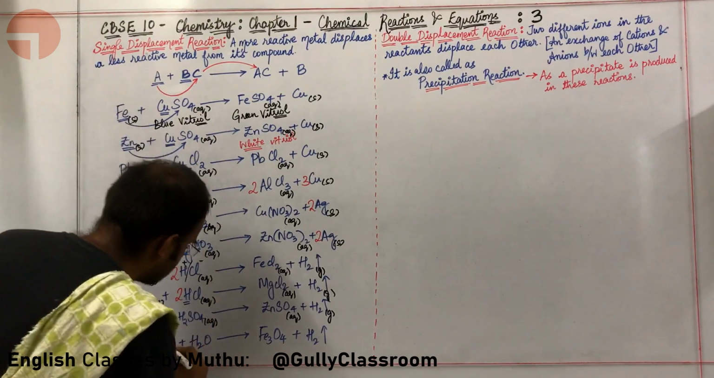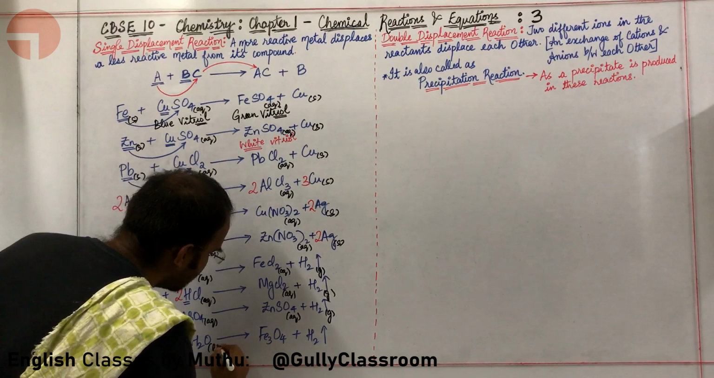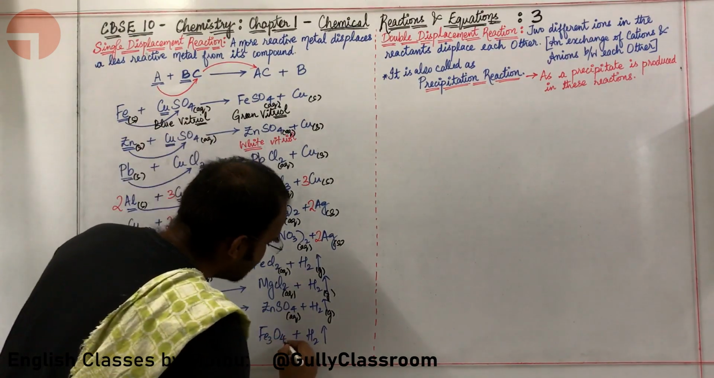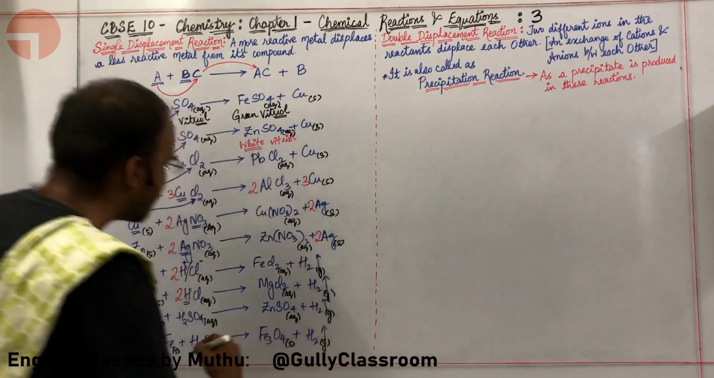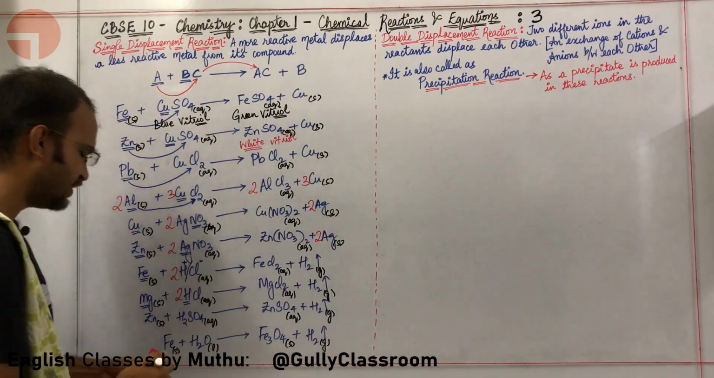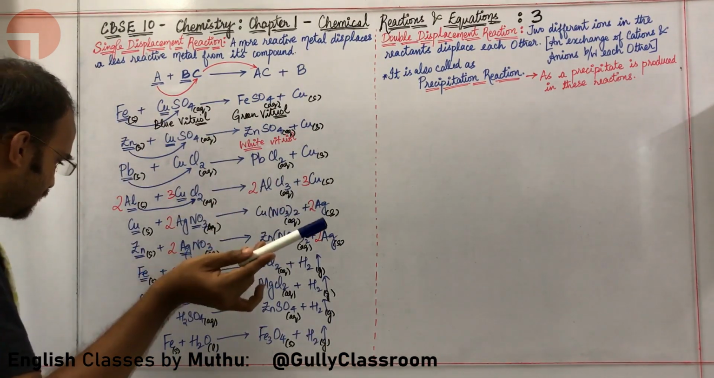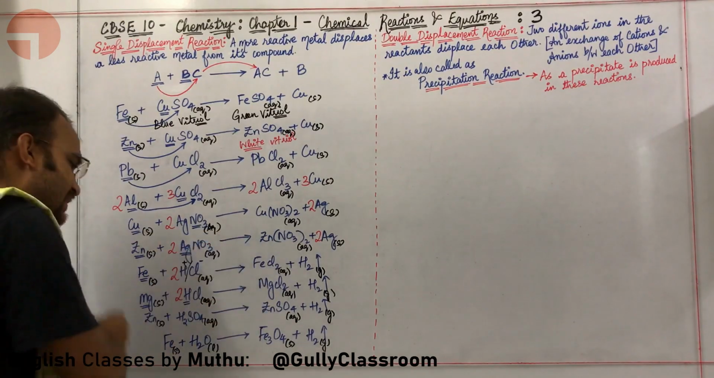What about the physical states? Obviously, this is going to be a solid. Water is going to be a liquid. Fe3O4 is going to be a solid. Hydrogen is going to be a gas. Sir, what is the significance of this reaction? Before we see the significance, I want to balance this reaction.